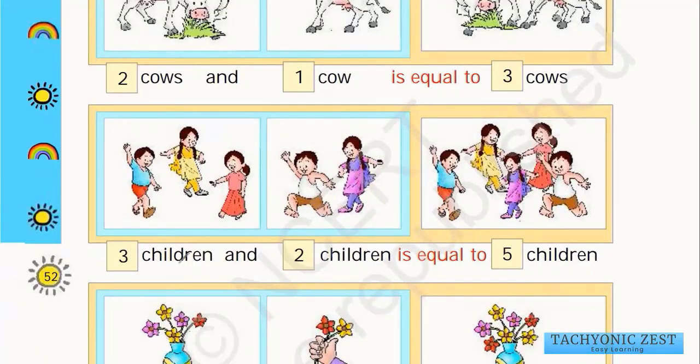Next, 3 children and 2 children is equal to 5 children. At first there were 1, 2, 3 children. Now we added 2 more children. So what is the total number of children? We can see 1, 2, 3, 4, 5. So 3 children and 2 children is equal to 5 children, as we can see here.